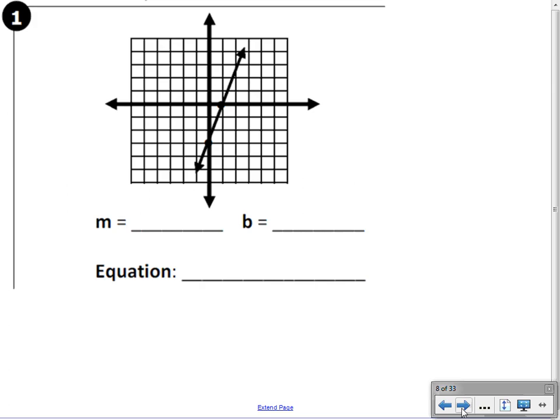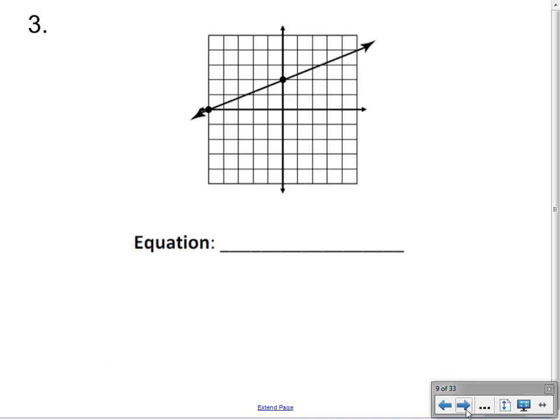Okay, here's my graph. I want to know what's the equation for this graph. So I need to start by finding my slope. Remember, we go left to right. So we would have to go up 3, right 1, which means my slope is 3 over 1, which is really just 3. My y-intercept is down here at negative 3. So my equation using that information would be y equals, okay, my slope was 3, so 3x, and my y-intercept is negative 3, so y equals 3x minus 3.